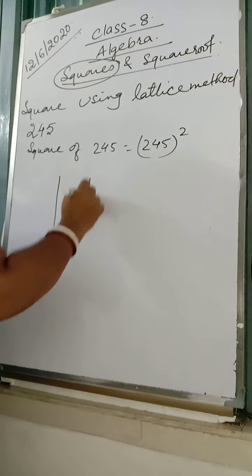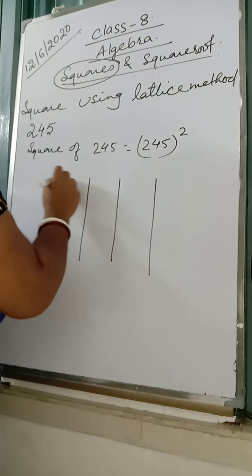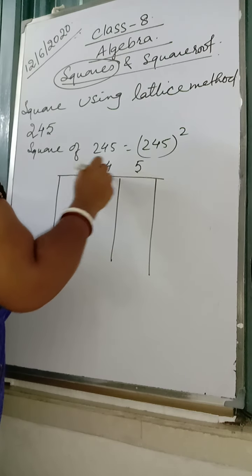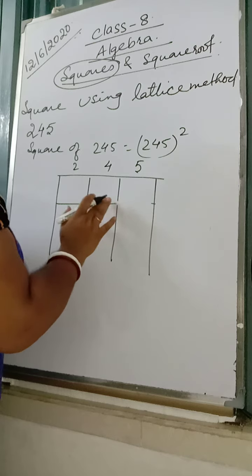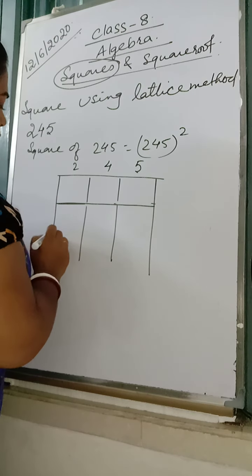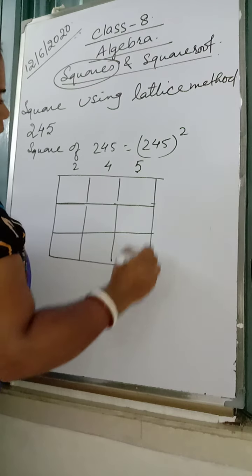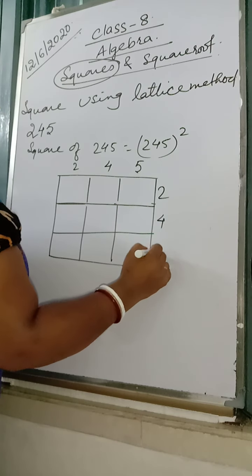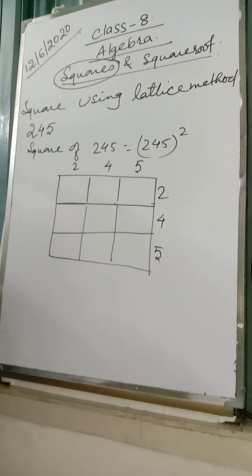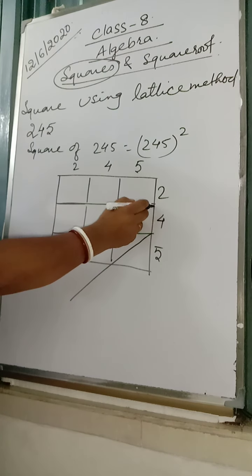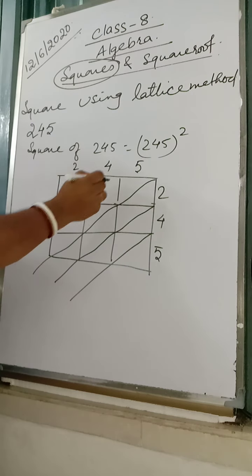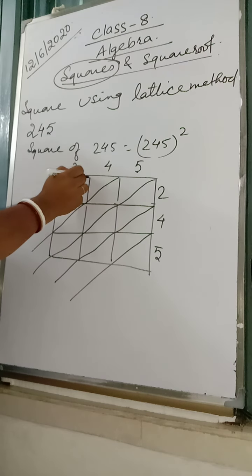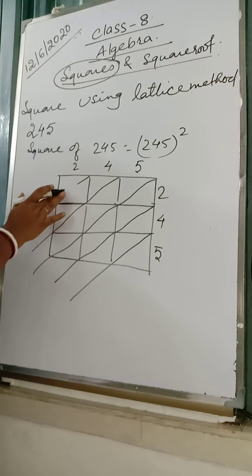Now here we are going to make a box which has 3 horizontal columns that represent 245 and 3 vertical columns that also represent 2, 4 and 5. Is it? Now what we have to do? We have to divide these boxes in half. Now next what we have to do?